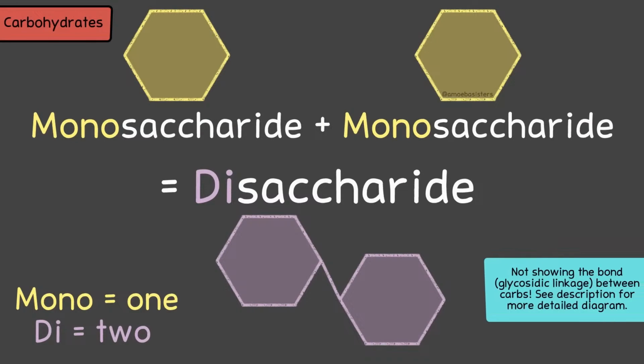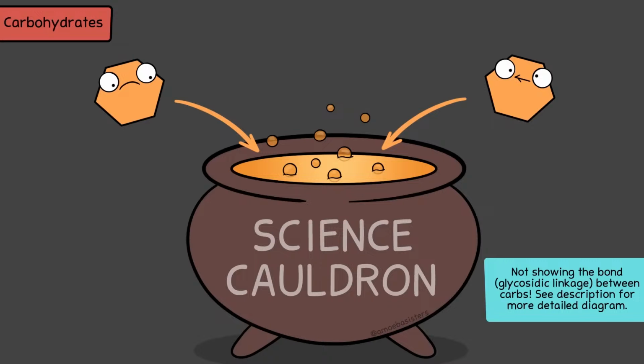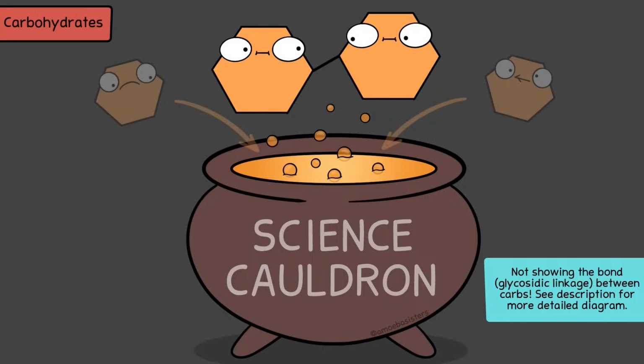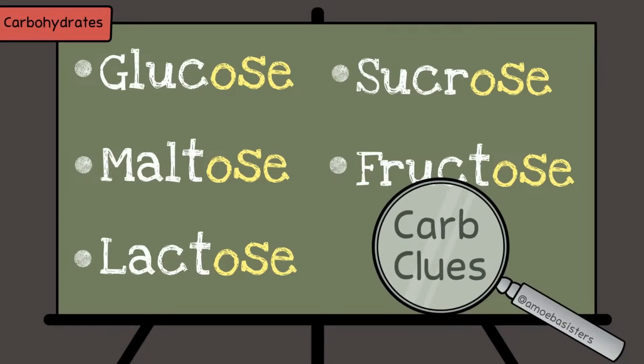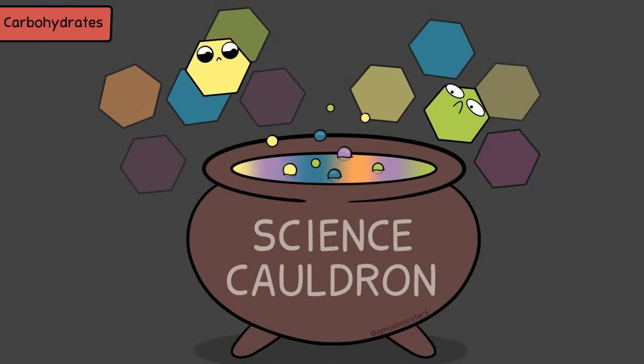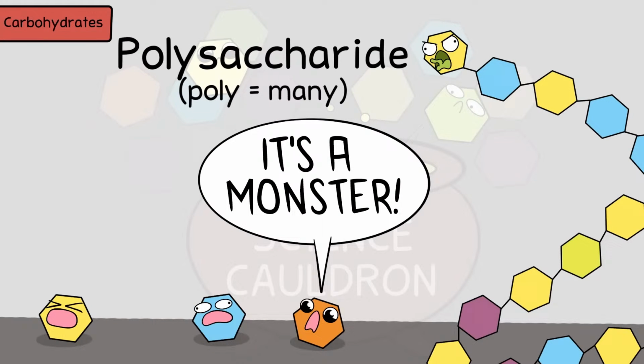If two monosaccharides, such as glucose, are combined, you get a disaccharide. For example, put these two glucose sugars together and you get the disaccharide maltose. By the way, a lot of sugars have that OSE ending. Glucose, maltose, lactose, sucrose, fructose. I could go on. The ending OSE can be a carbohydrate clue. If you join a lot of monosaccharides together, that can combine to make a polysaccharide, a big carbohydrate.